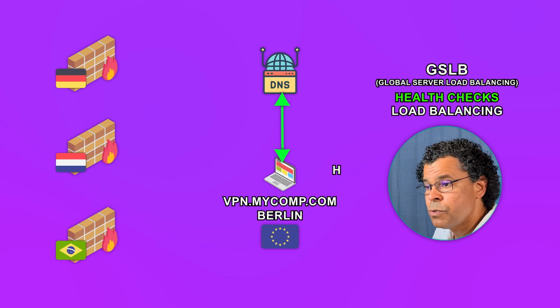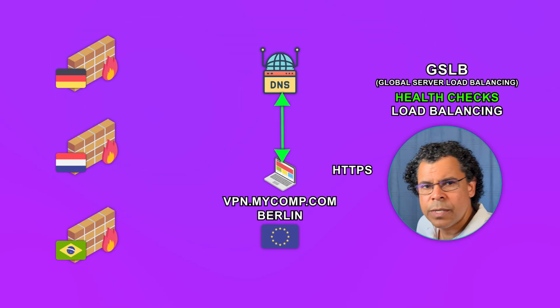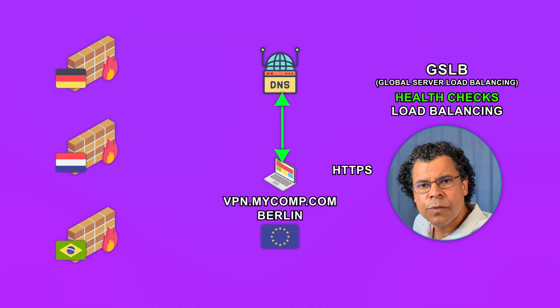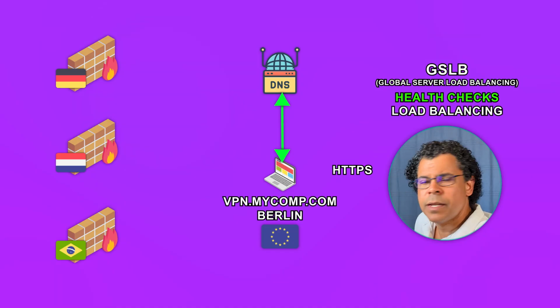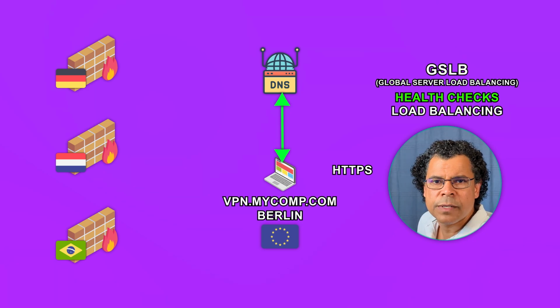The monitor can use HTTPS, which would be the way to check that the web server for the portal is working and that I'm getting an answer from the portal. And if the portal is not answering anymore, the DNS would mark this firewall as not available and would not give me its IP address anymore.